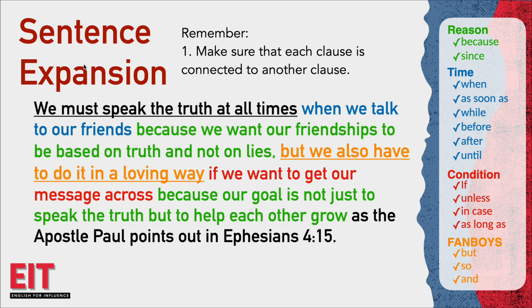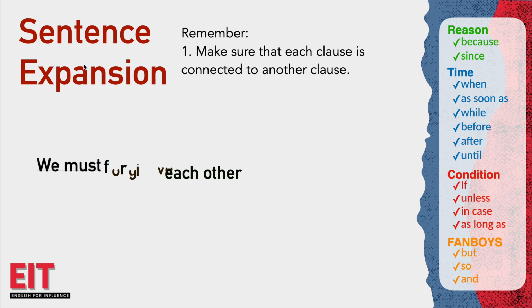Yeah, I had to go through all of the clauses. I know that's long, but I had to do that to help you understand that each clause should be connected to another clause, whether independent or dependent. Also, a lot of English language learners have a problem with this. Let me show you an example. Okay, let's say I have my main clause, we must forgive each other. Then I want to expand it. Sometimes this is how English learners would write.